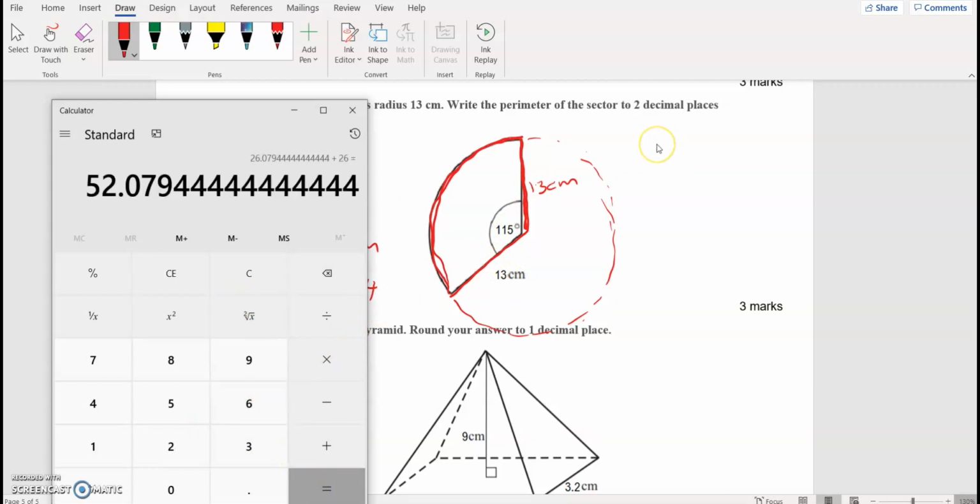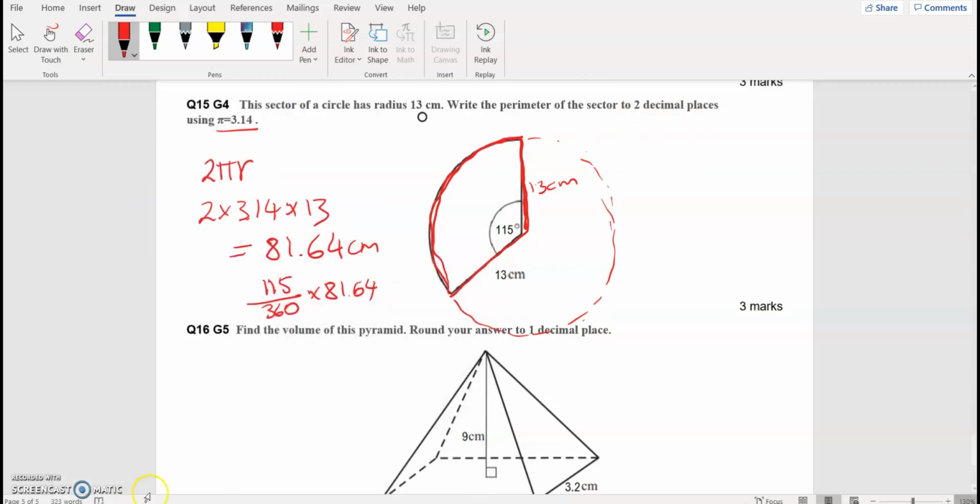The answer needs to be written to 2 decimal places. So we're going to have 52.08. So we'll write that here, 52.08, and the unit will be centimeters, because that's what we have used.